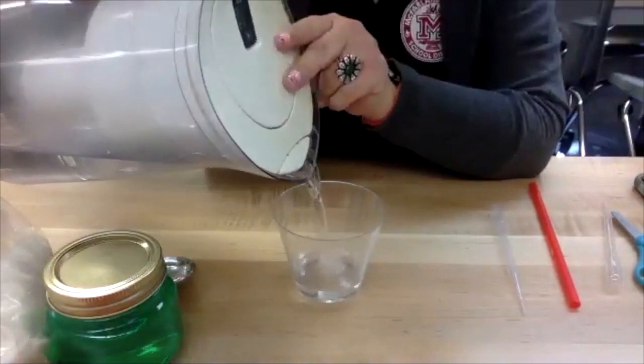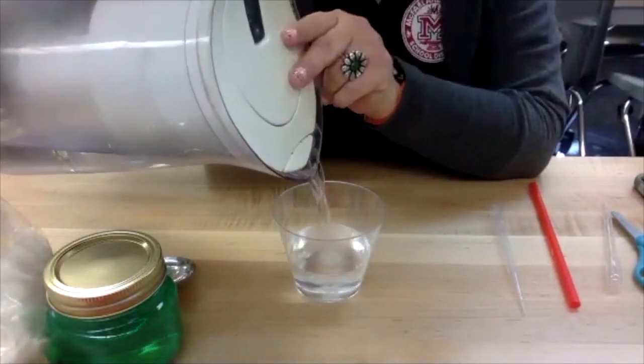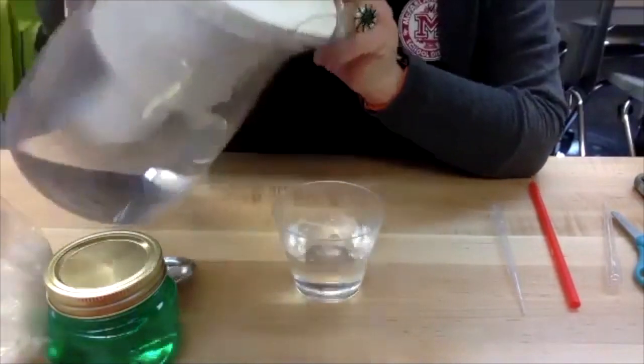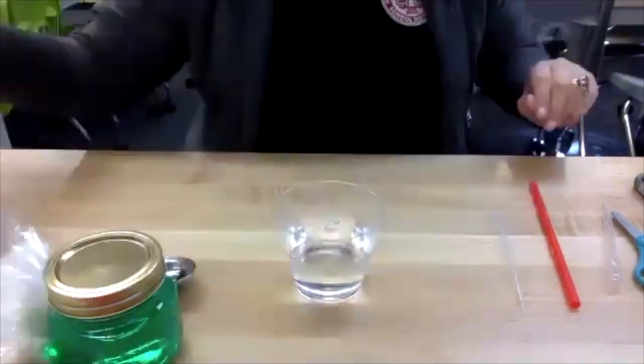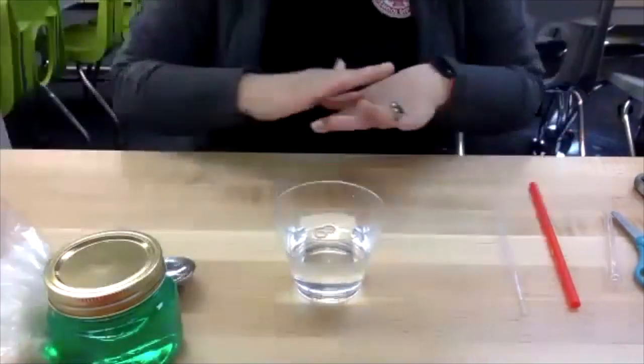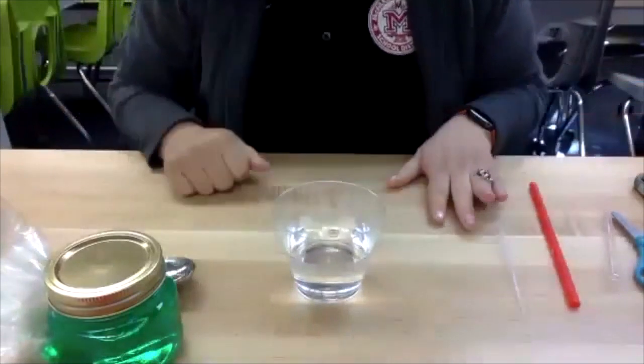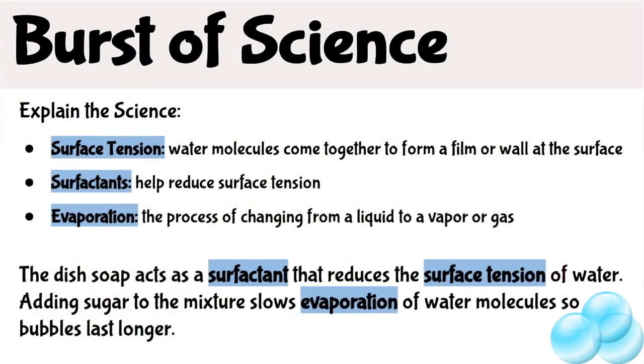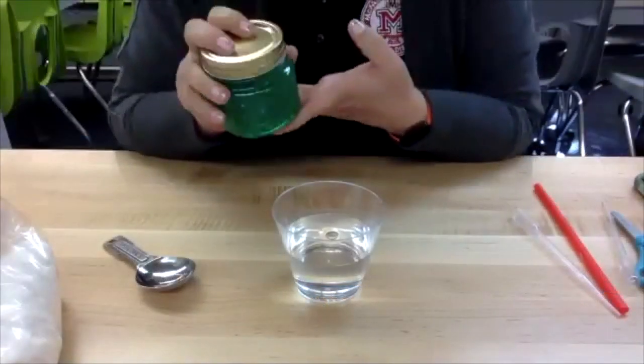Now water is made up of molecules that come together at the surface, and they form a wall or some type of film. That's called surface tension. So that's one of the important vocabulary words you're going to want to address, surface tension. Now to create our bubbles, we are going to want to break that surface tension with the surfactant. Surfactants break up surface tension to help us create a bubble solution. And that's where the dishwashing liquid comes in.